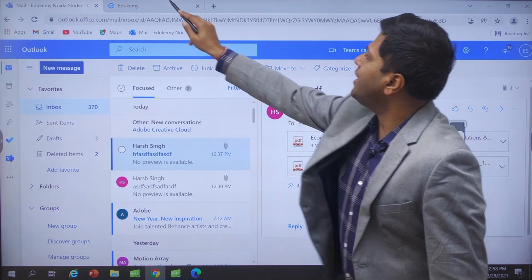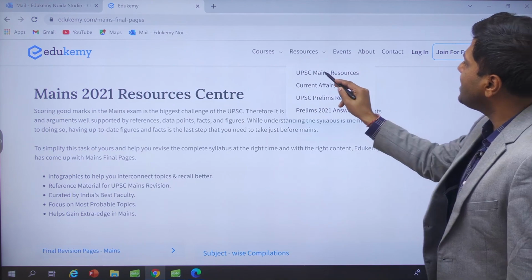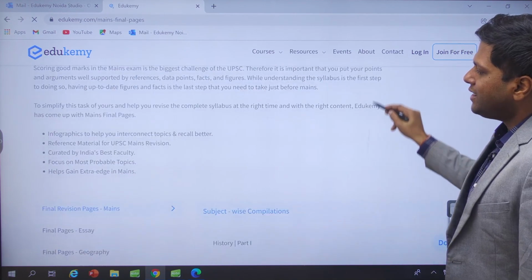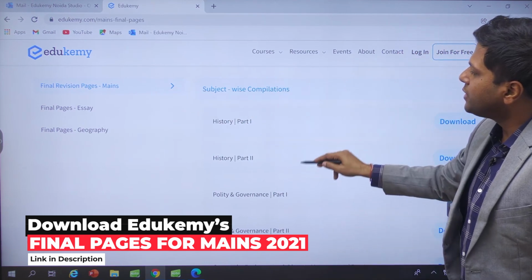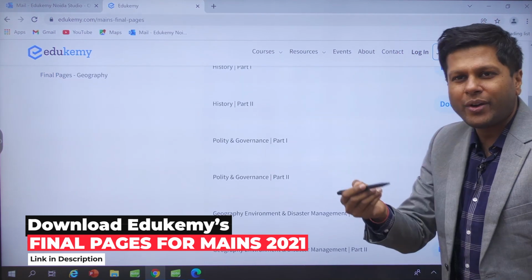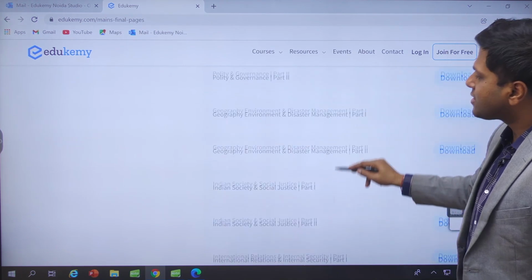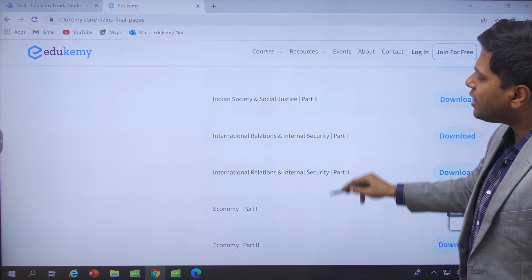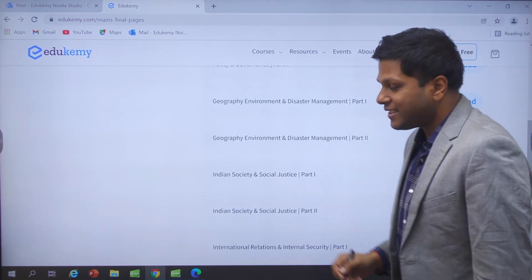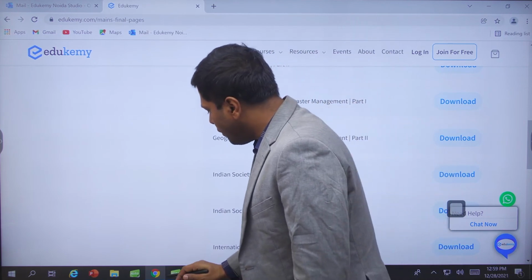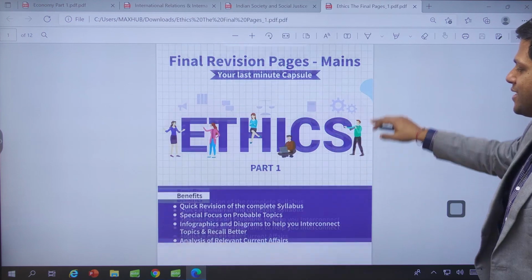So if you go to our website, Edukemy's website, you go to resources section, UPSC Mains resource, and this is where you will find final revision pages for mains. History, 2 parts, just around 20 to 30 pages each, right? Polity, governance, geography, 2 parts, society, 2 parts, IR, 2 parts, economy, science and tech, and ethics. Now, in these set of booklets, let me show you what you will find. You will find all the content that is required by you. For example, ethics final pages, right?